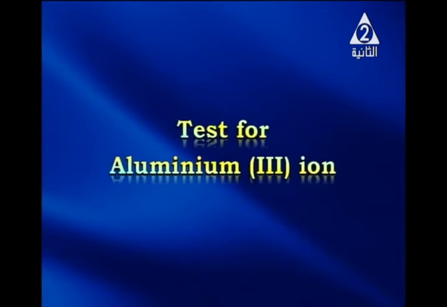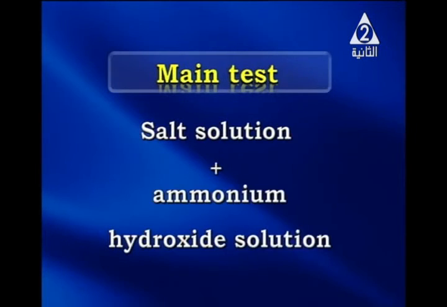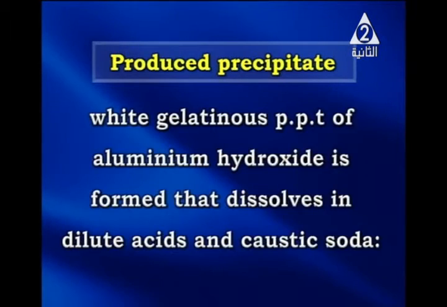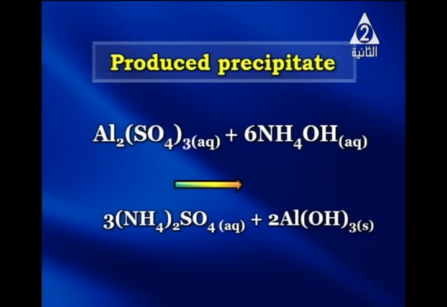Test for aluminium ion. The main test here is the salt solution plus ammonium hydroxide solution. The produced precipitate will be a white gelatinous precipitate of aluminium hydroxide, which dissolves in dilute acids and caustic soda. As the equation appears on the screen, the aluminium salt here is aluminium sulfate. When it reacts with ammonium hydroxide solution, it gives ammonium sulfate and white precipitate of aluminium hydroxide.